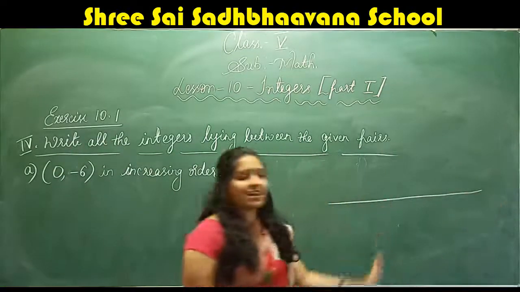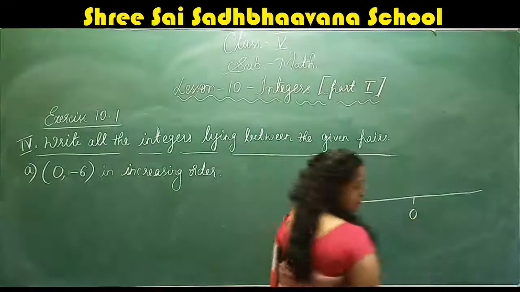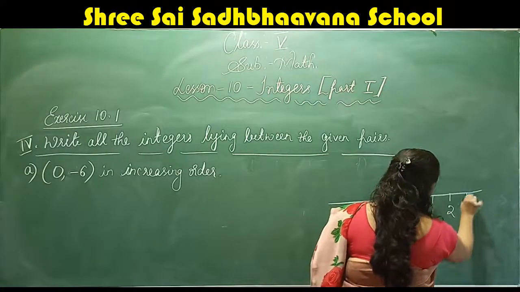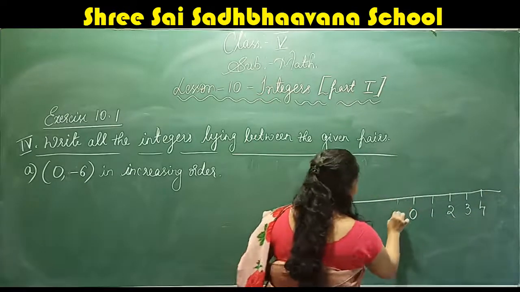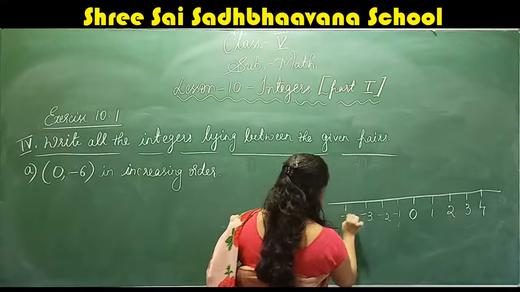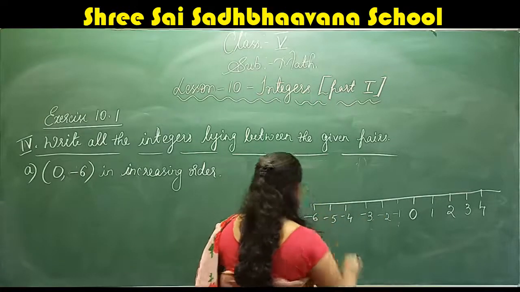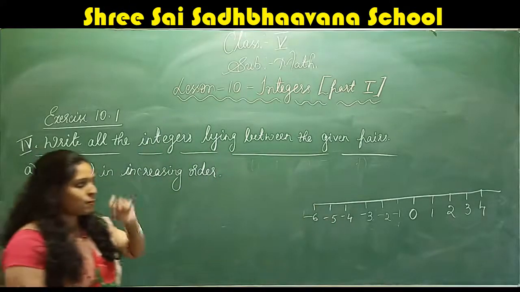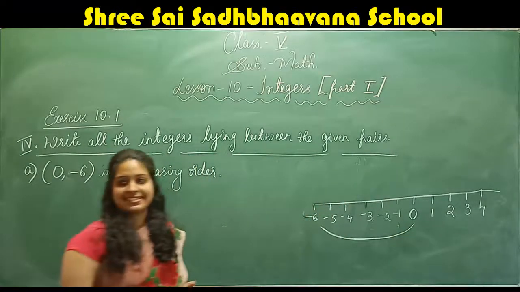So I'm drawing one rough number line and here it comes 0. Here you can write 1, 2, 3, 4 and so on. And here you can write -1, -2, -3, -4, -5 and -6. We want it till -6. Okay, 0 to -6 we want.